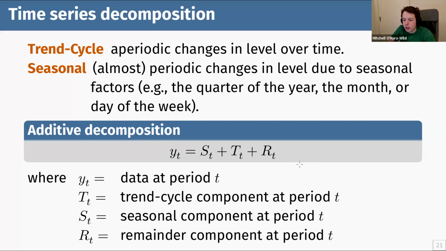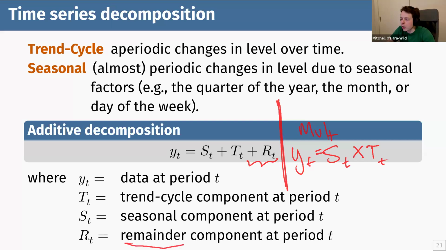So we also considered a multiplicative decomposition, where we had y_t equals S_t times T_t. And then here I've also added the remainder term, because now we're using a model. There's going to be something that the model wasn't able to capture, and we call this the remainder. It's whatever is left over. And for a multiplicative model, this would be also multiplied to the trend.